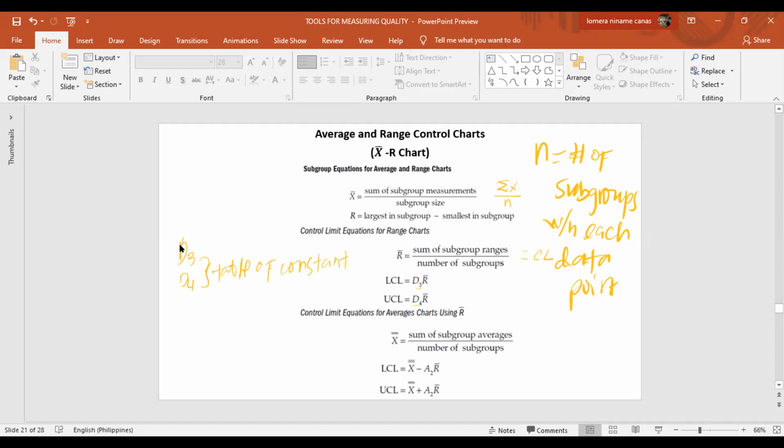Okay, and the control limits equation for the average chart using R: our average mean, or this is the grand mean, equals the sum of subgroup averages divided by the number of subgroups. And this is now the control limit for the X bar chart, if we are to use the range. To compute for your lower control limit, it is just your grand mean minus the product of A2 times the average range, the R bar. And for your upper control limit, it is just the grand mean plus the product of A2 times your average range. Same with D3, D4, A2 is based from the table of constants.